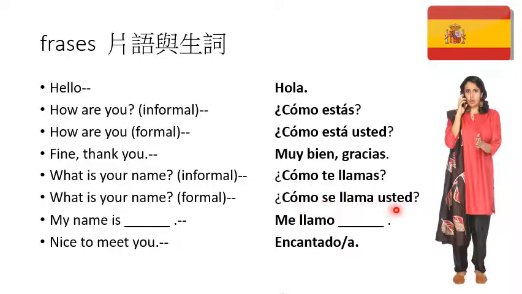So notice it's a little bit different, okay? Here we use se instead of te, and it's llama instead of llamas, right? 有一点难哈, right? That's okay, 慢慢来哈，先跟着念就好了哈。 Me llamo ... 请讲出自己的名字哈. Me llamo Eddie. Okay. 很高兴认识你. Encantado. Or if you're a girl, you say encantada. So I would press pause and practice saying these phrases, right? These are all very basic and very useful. Okay. So 先按暂停哈, 再念一次这些句子.